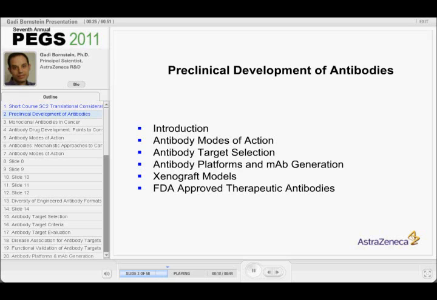Antibody modes of action, considerations for antibody target selection, the different types of antibody platforms and tools, platforms for generation of antibodies. I'll speak a little bit about different xenograft models, and in conclusion, to wrap up all the themes that I've addressed, I'll have a few moments to talk about some of the FDA-approved antibodies.